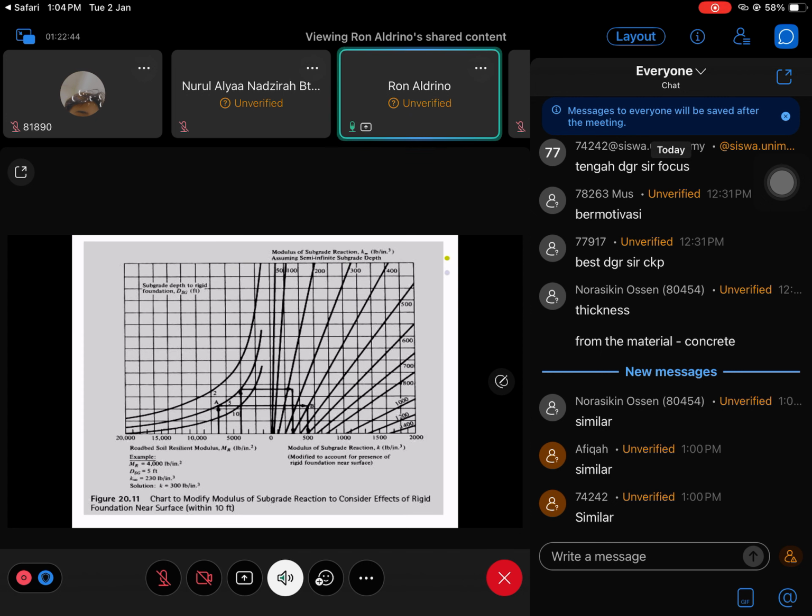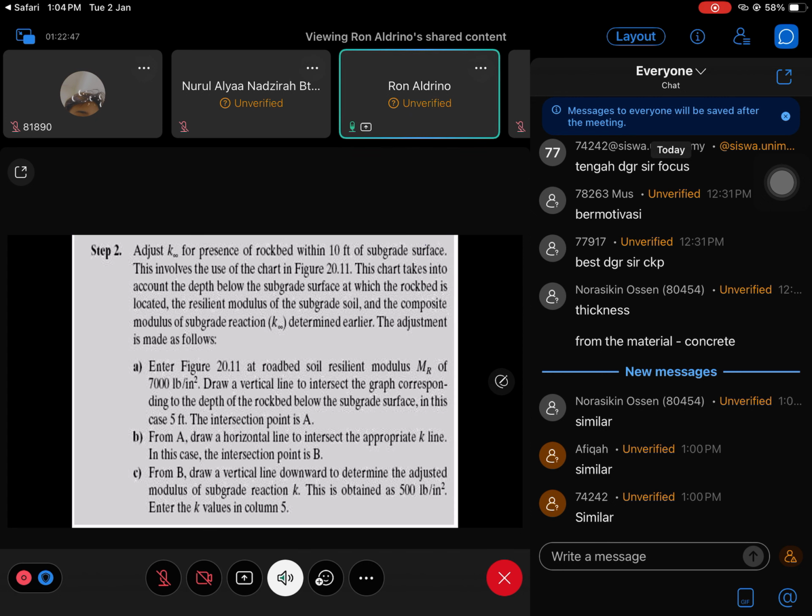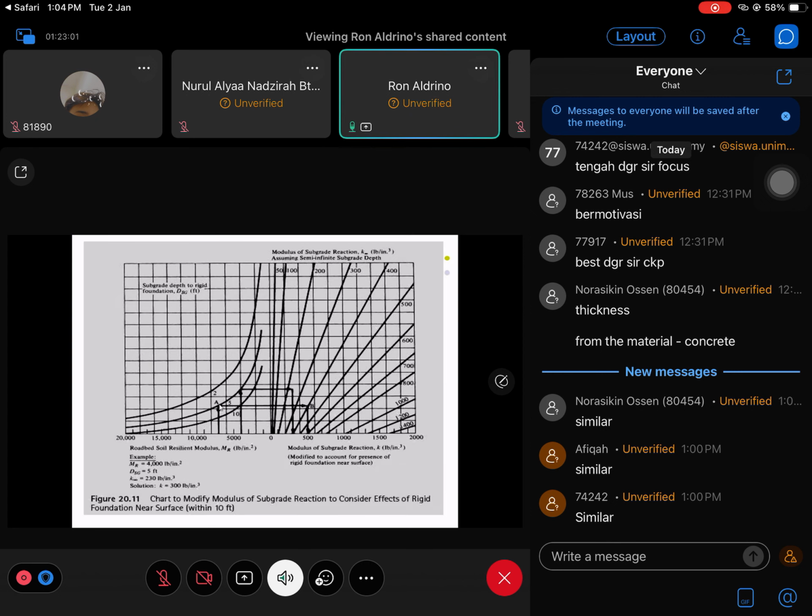From A, draw a horizontal line to intersect the appropriate K line. In this case, the intersection point is B. From B, you draw a vertical line downward, so you get about 500 pound per square inch. Your subgrade depth to rigid foundation is about 5, so you draw a line at 5, across with B, and touch where your semi-infinite subgrade is about 400 pound per square inch. Then you draw it down, and you get your modulus of subgrade reaction K of 300 pound.